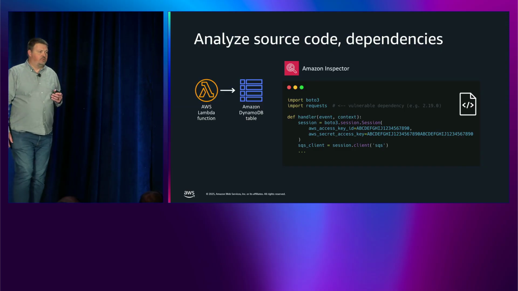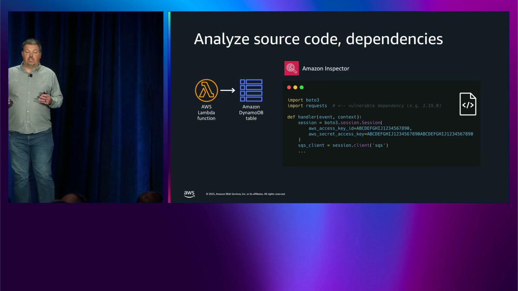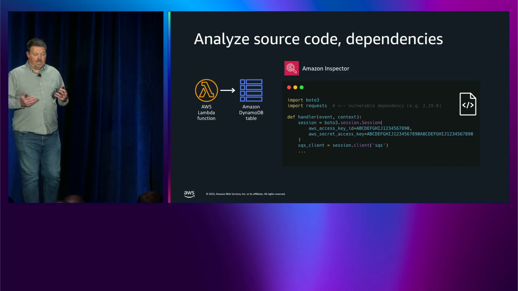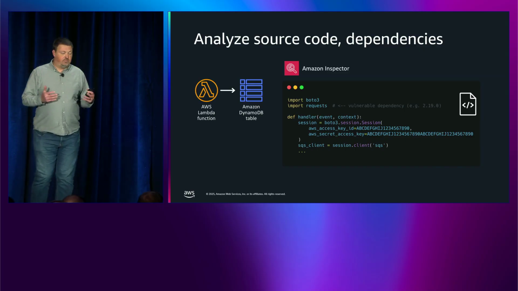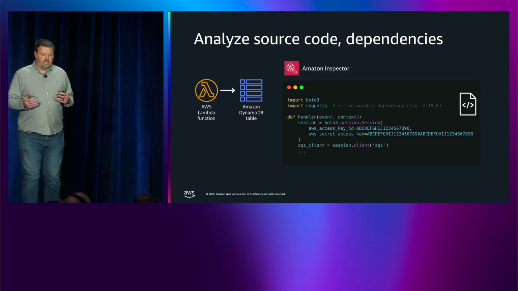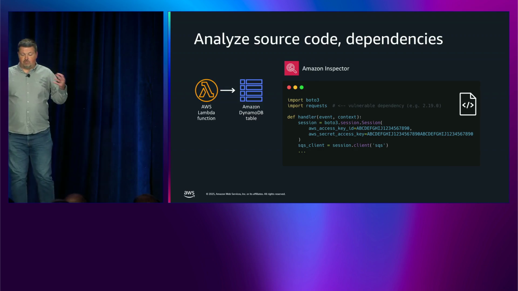Another area that's really important to think about is analyzing that source code, looking for dependencies that have come in that maybe have some security issues in them. Amazon Inspector is a good way to do that, to have Amazon Inspector look at your code and provide any of those dependency issues that maybe have crept in.